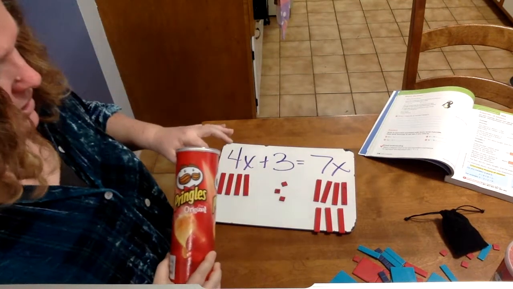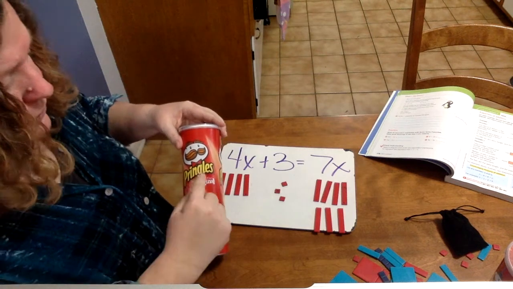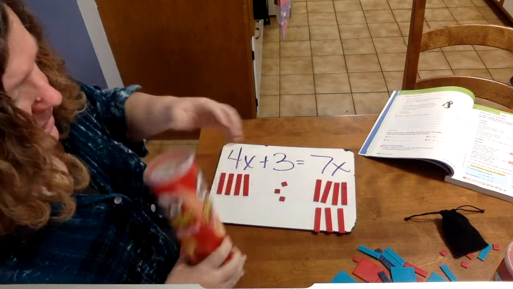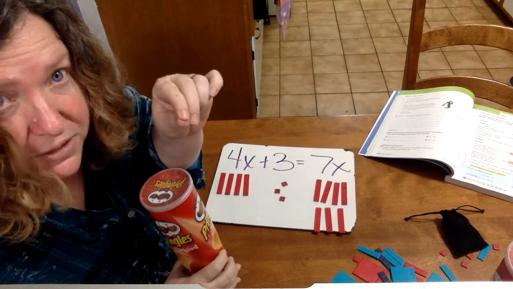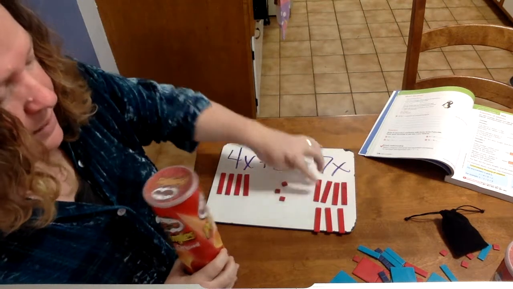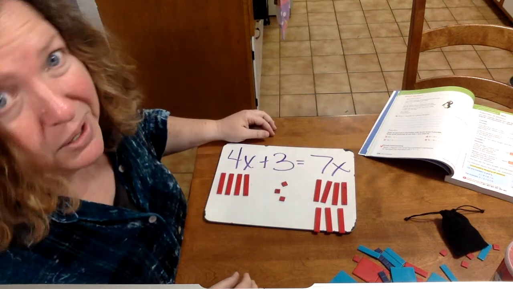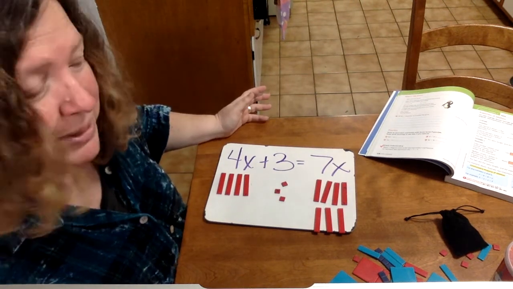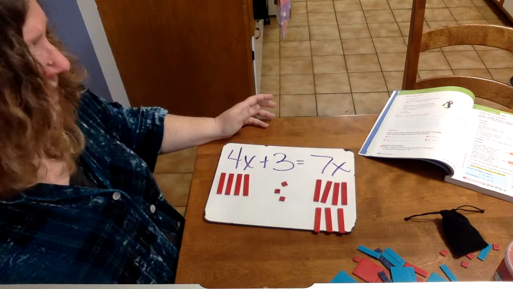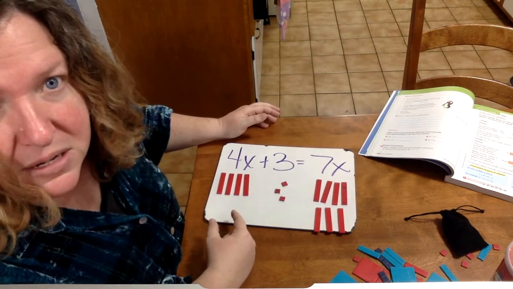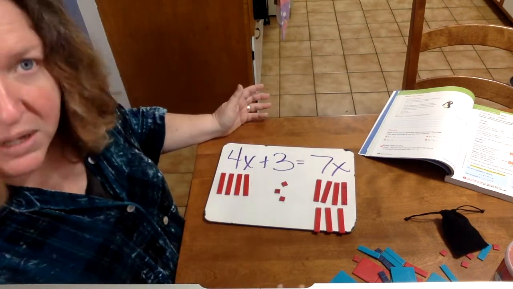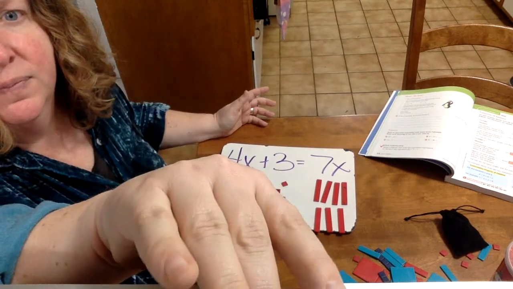So it's helpful for me to visualize 4 Pringles cans plus 1, 2, 3 individual little Pringles, and whether that makes sense with 7 Pringles cans. That's helpful. Now you might say, okay, but I don't have 7 cans of Pringles, which neither do we. And I also don't have algebra tiles. Well, what else could I use? Well, let's think about that a minute.